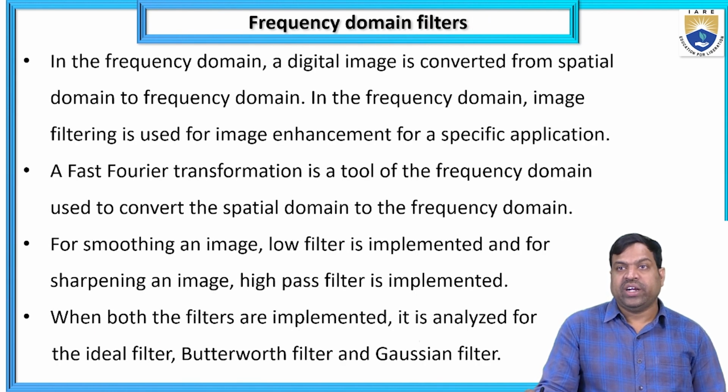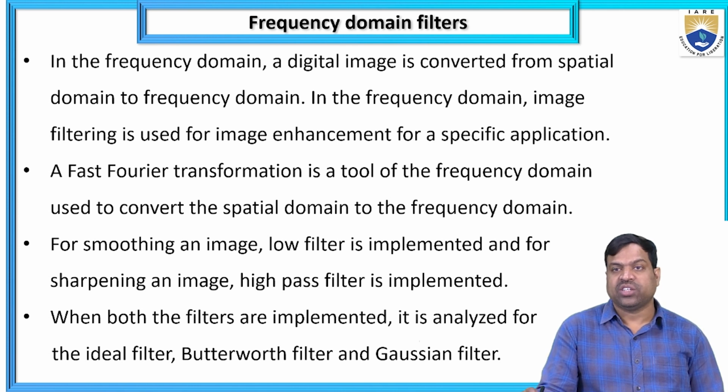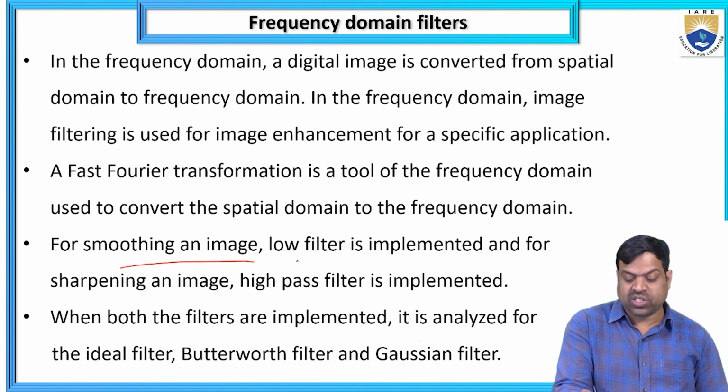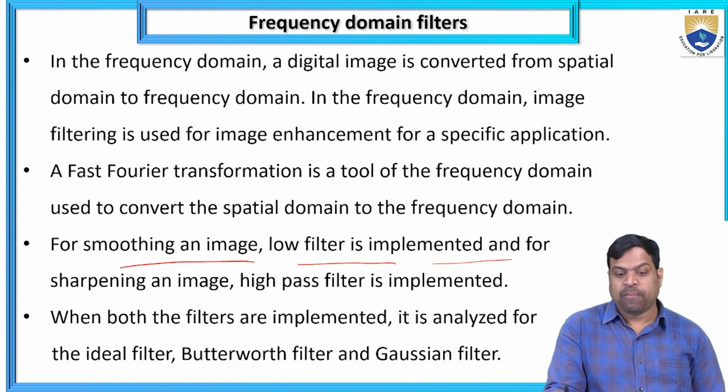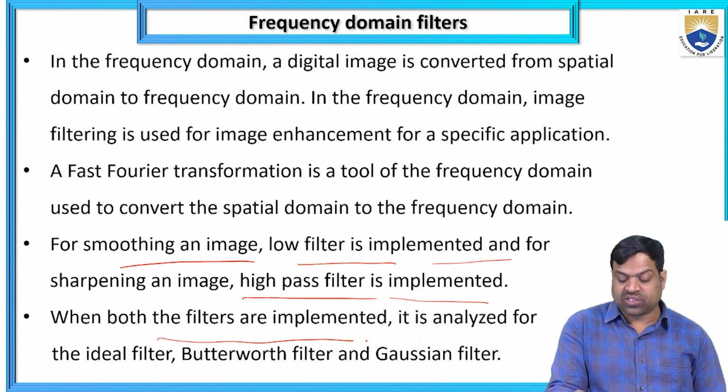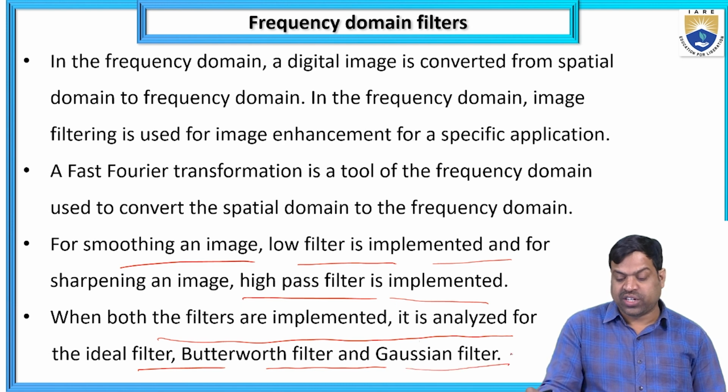So, a digital image is converted from the spatial domain to the frequency domain. In the frequency domain, image filtering is used for image enhancement for a specific application. The fast Fourier transform is a tool of the frequency domain used to convert the spatial domain to the frequency domain. So, here I am using smoothing and sharpening of images. What is the smoothing of the image? It is implemented using a low pass filter, and sharpening of the image is implemented using a high pass filter. Both filters are analyzed for ideal filters, Butterworth filters and Gaussian filters.